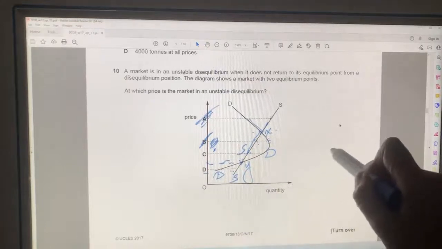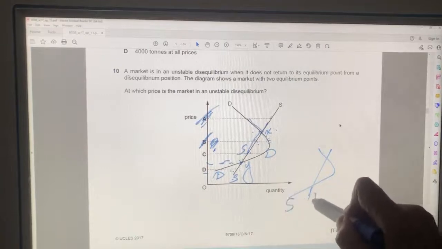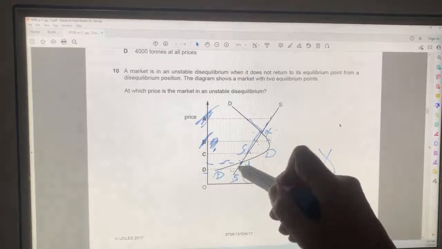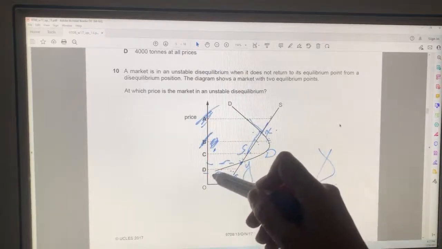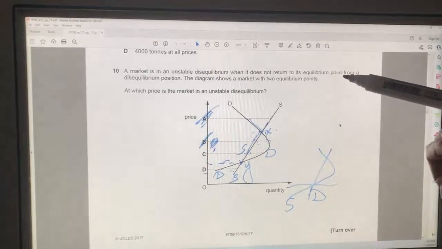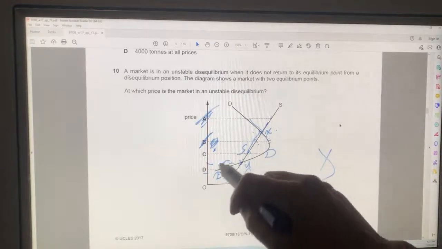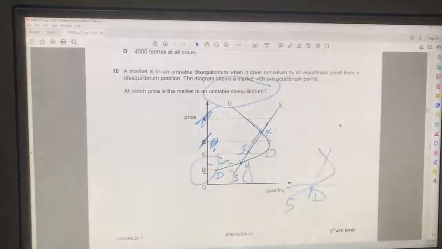It should look like this. Below equilibrium, there should be a shortage. Here, if producers reduce their prices, demand will simply decrease. So D is an unstable equilibrium.